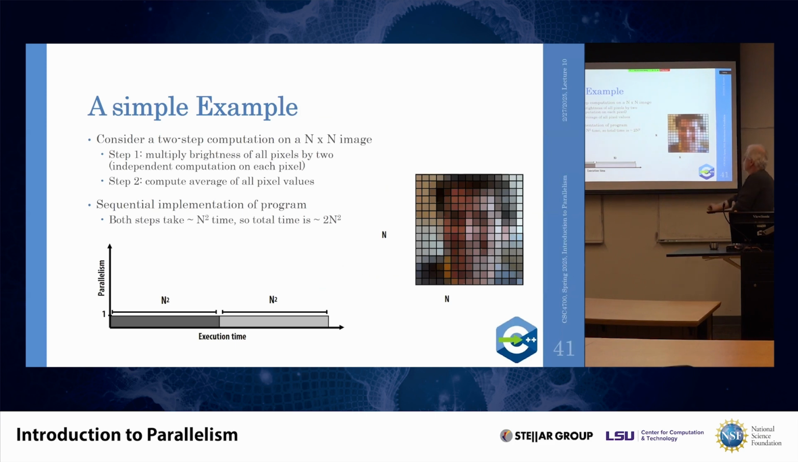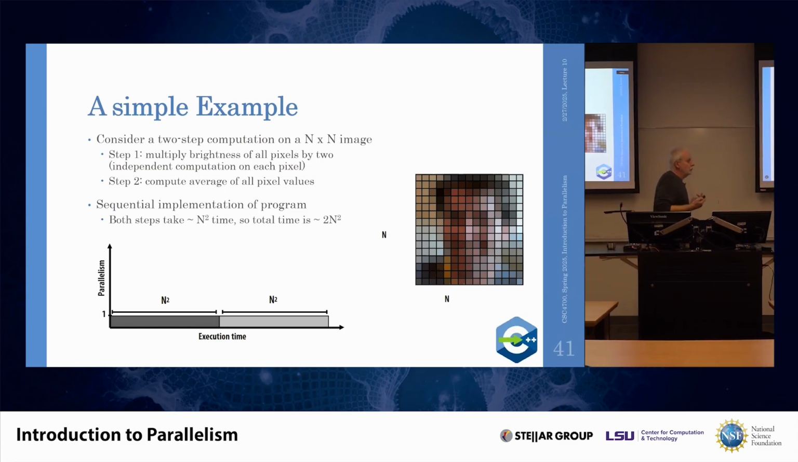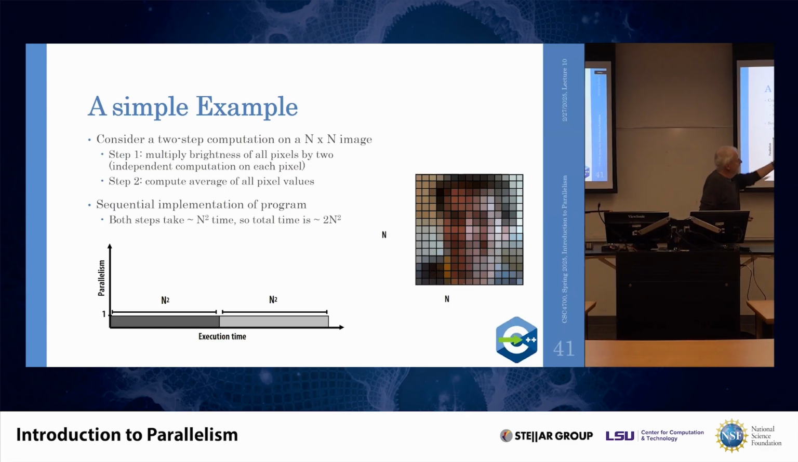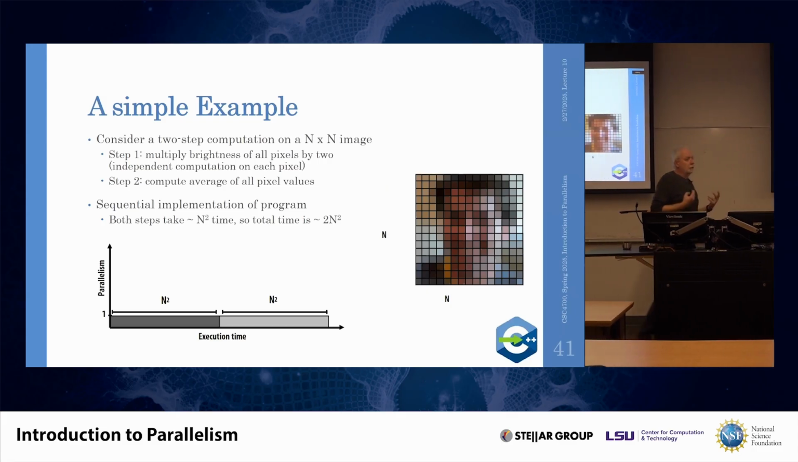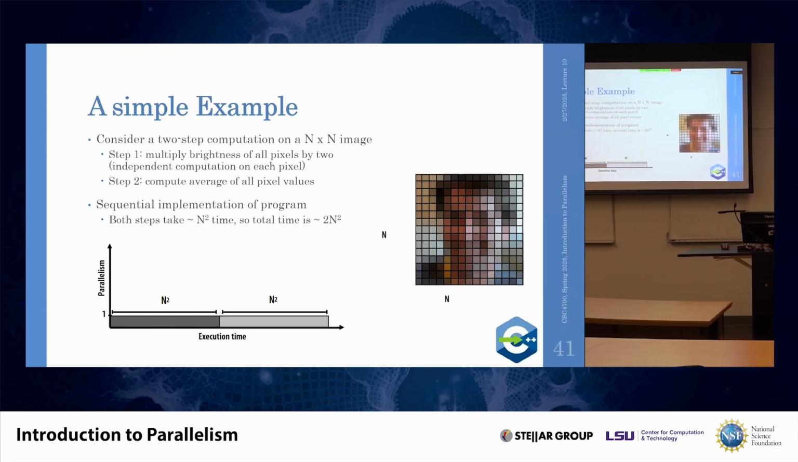Just an example where that hurts us. Let's say we have a two-dimensional image, and we want to run two algorithms. We want to multiply the brightness of all pixels, and then we want to compute the average of all the resulting pixels. Both steps take n squared time, because it's n squared pixels.